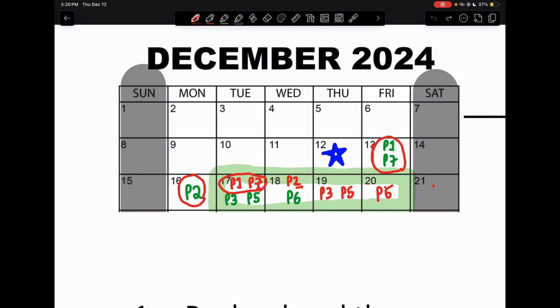I'll go ahead and take all those markings away so you can see the calendar again. Okay, so there you go.